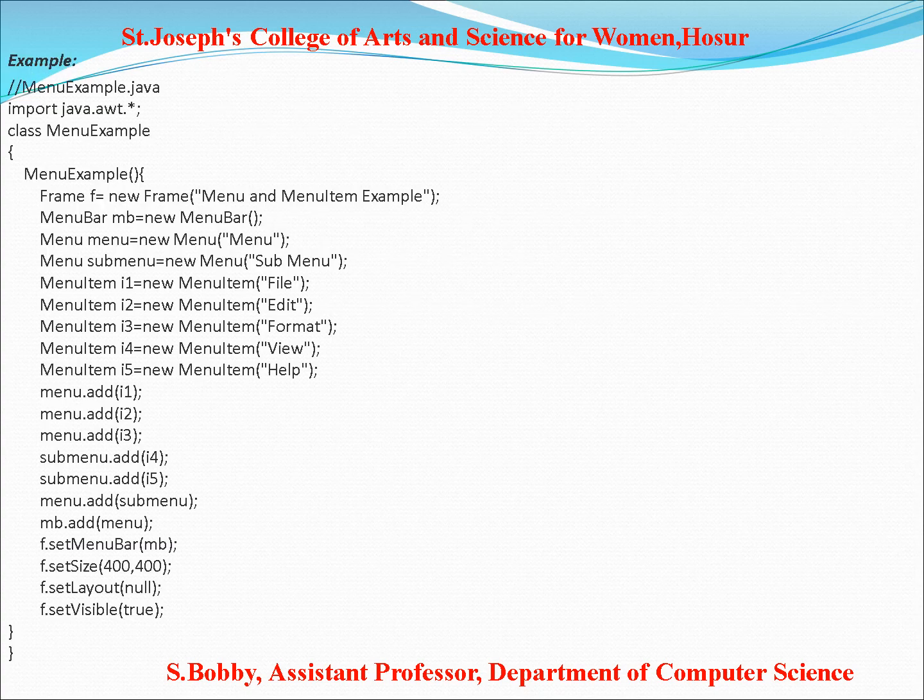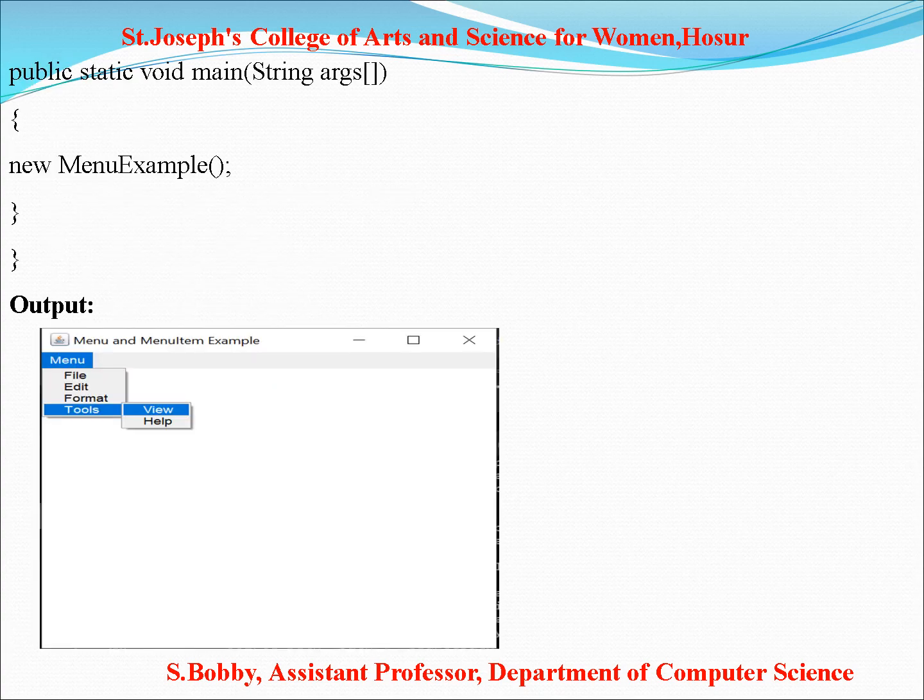This is the example program for menus. Import statement, class statement. See the menu example. What are all the menus we need? Set the frame, then menu bar, new MenuBar, then new Menu. For submenus we need menu items, that is file, edit, format, view and help. Then adding the values to the submenu, then set menu bar, set size, set layout and set visibility. This is then the main class and new MenuExample.